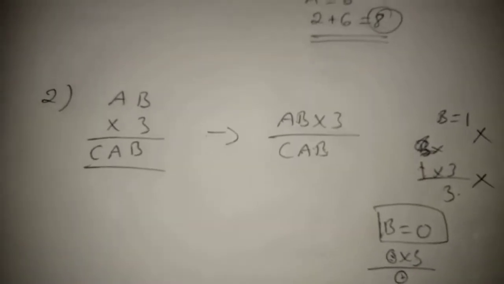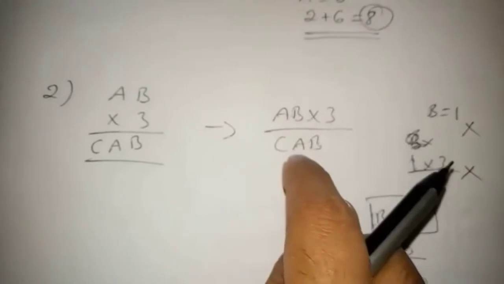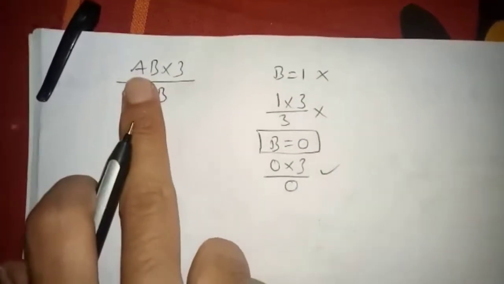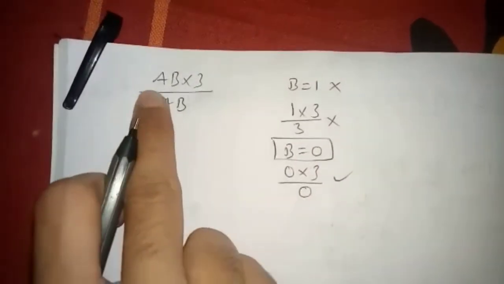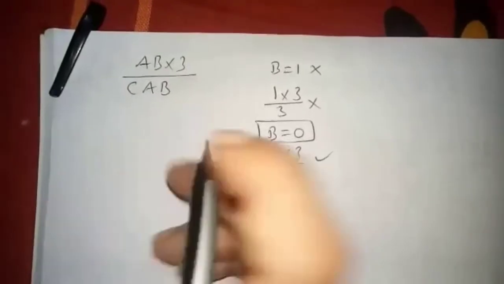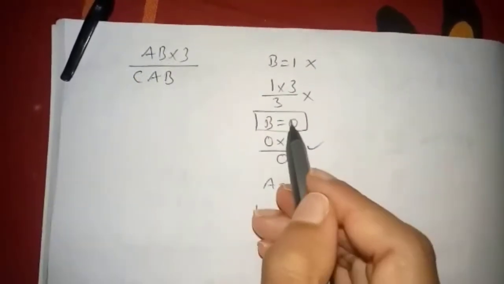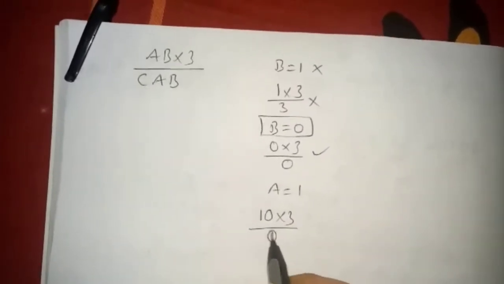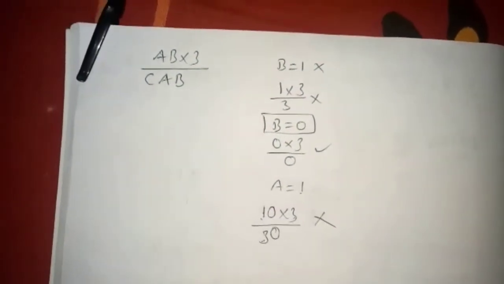Okay, B is 0. Next you have to find the A value. So 3 into A, you should get A here. Now you have to guess the value for A. A cannot be 0 because B is 0. If it is 0, they would have written B itself here. Okay, so let me guess A equals to 1. Then 1 and B is 0, right? 10 into 3. So what will it be? 3 zeros are 0, 3 ones are 3. See, you should get the same value here, but here it is different. So A equals to 1 cannot be.